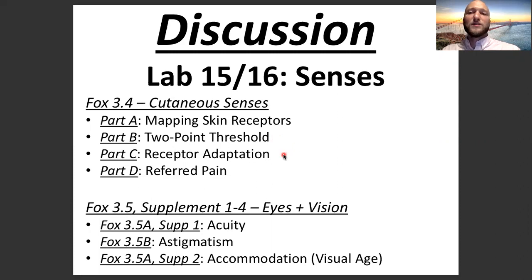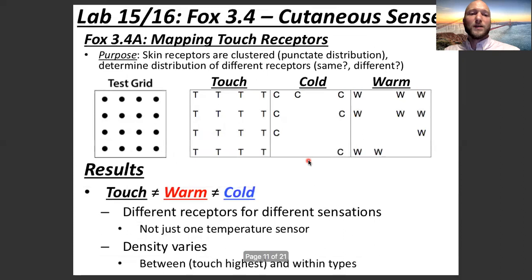Receptor adaptation, this is the one where we put one hand in warm water and one hand in cold water, and then we put them both into a bath of room temperature water, and we saw how it felt. Referred pain was tapping on our funny bone or cubital tunnel. Acuity, we did 2 different things for acuity. I do want you to know both things: the Snellen chart and the 2-line discrimination test. Then we did the astigmatism and accommodation labs, or parts.